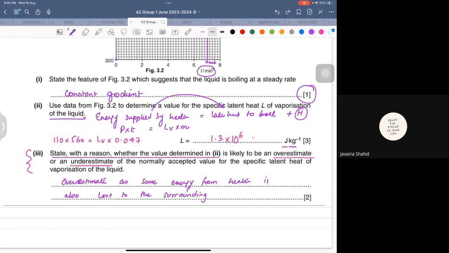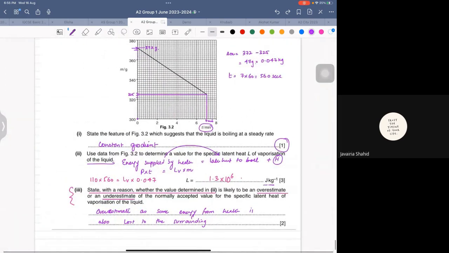Please let me know if you have a question here or you do not understand something. Okay. Latent heat of vaporization. Wait a second. This value: 372 minus 325 is 47, divided by 1000. Done everything right. 110 times 7 into 60 and then divide by 0.047.